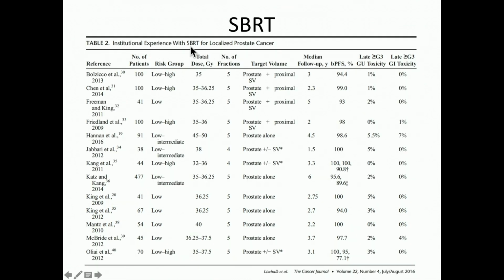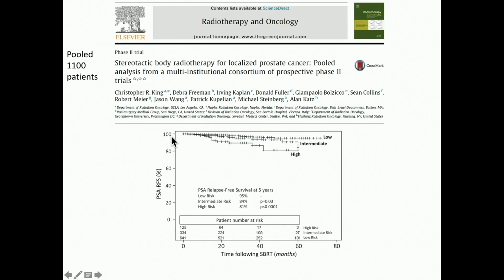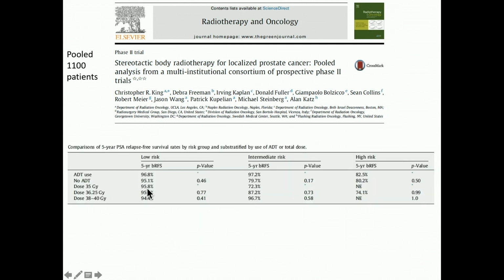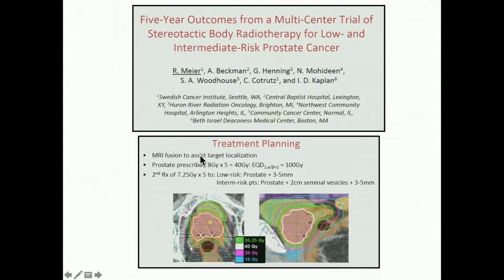Since then, the number of institutions reporting their outcomes continues to evolve, some now with long-term data. This is already out of date. This list continues to grow, but many centers are now reporting it. This is a pooled analysis of 1,100 patients across a multi-institutional consortium who were treated with SBRT for prostate malignancy, showing at 5 years excellent low, intermediate, and high-risk disease control. This particular consortium did not find a difference in outcomes whether or not patients received androgen deprivation or dose escalation. These, again, are carefully selected patients.